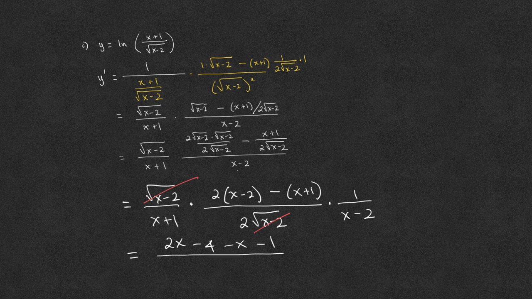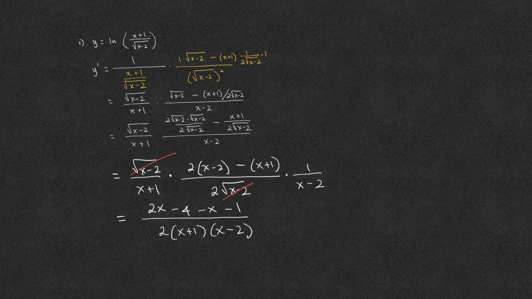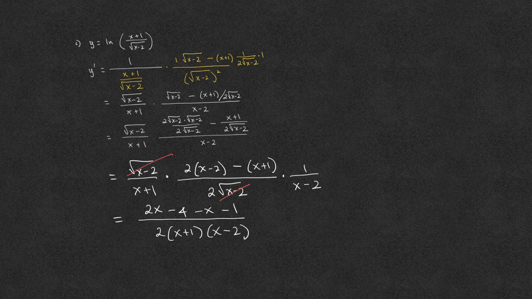In the numerator, we end up with 2x minus 4 minus x minus 1. And in the denominator, we have 2 times x plus 1 times x minus 2. To clean this up a little bit further, the answer is x minus 5 over 2 times x plus 1 times x minus 2. And this is the derivative y prime.